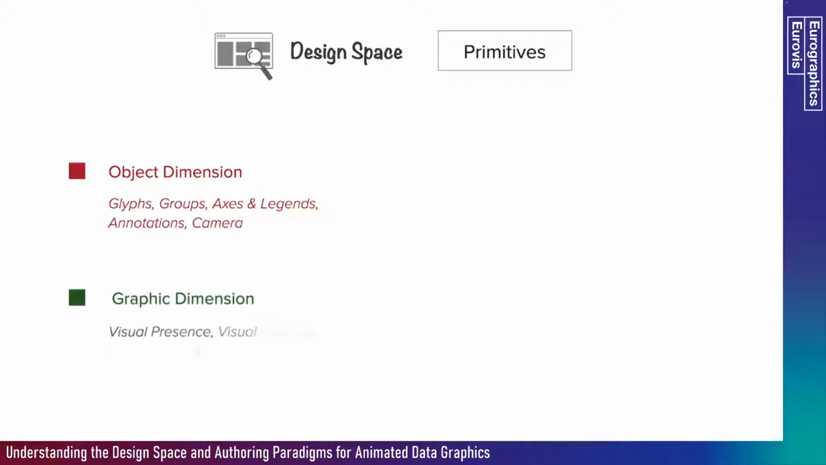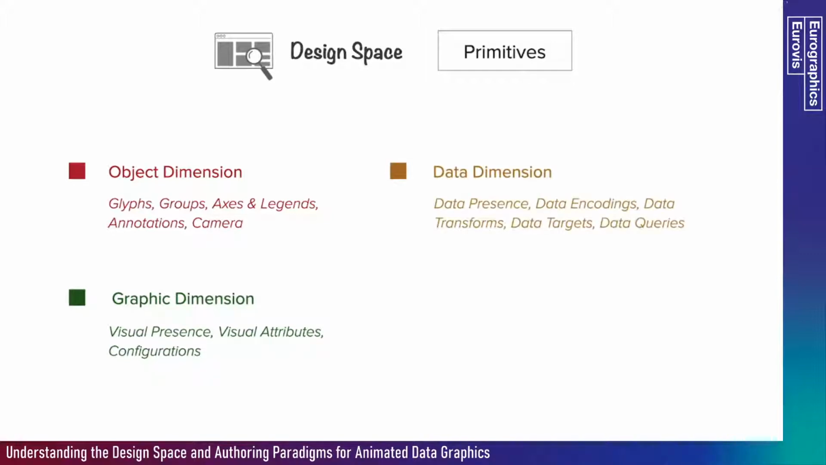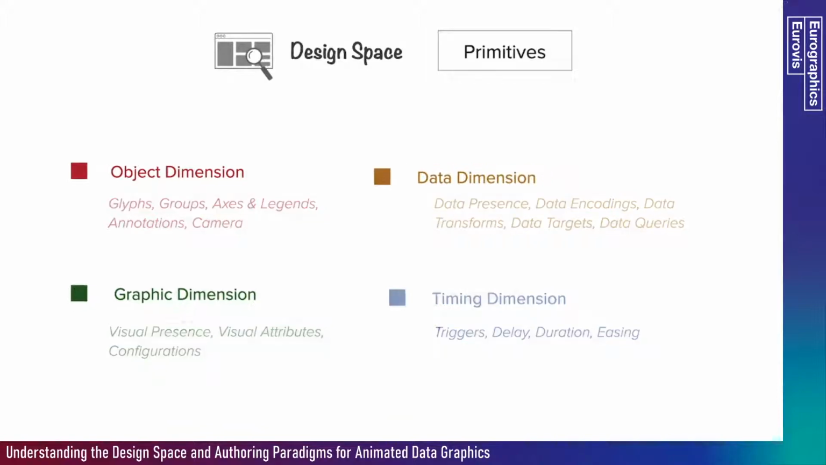Here, we quickly summarize the primitives of our design space. The object dimension refers to what type of graphic object, delineated by role, transitions during the animation. The graphic dimension describes how an object changes visually from one state to the next. The data dimension describes how the underlying data and its representation changes. Finally, timing describes the order and pace at which objects' properties move from start to end of an animation.